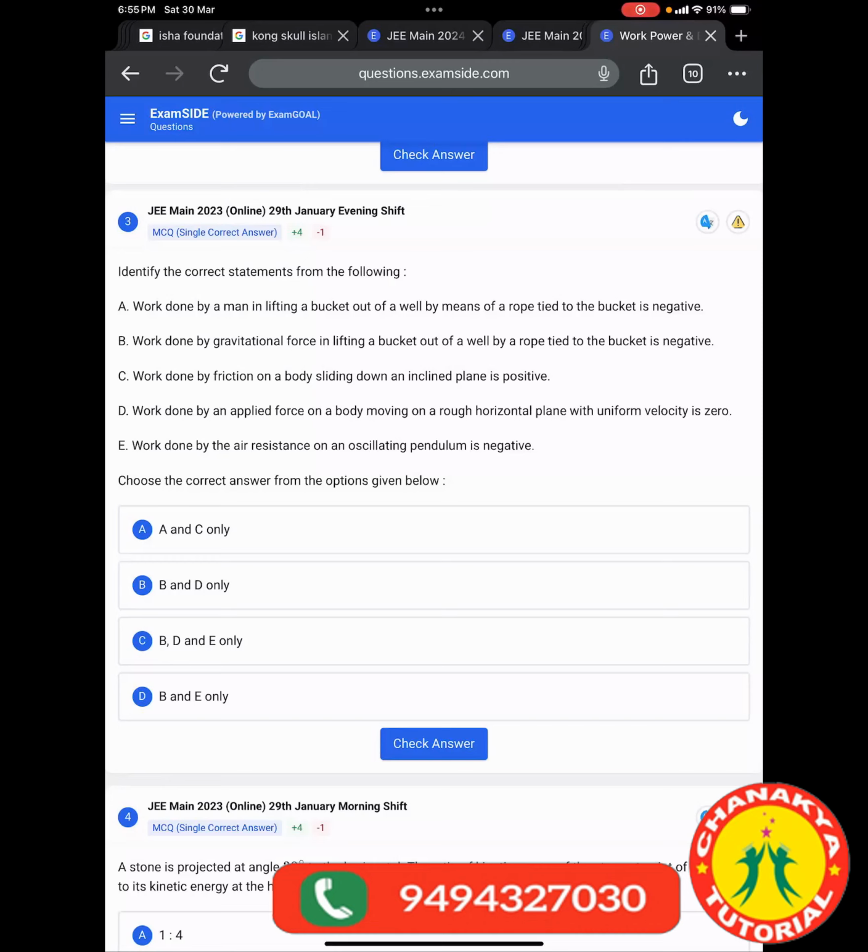D. Work done by an applied force on a body moving on a rough horizontal plane with uniform velocity is 0. See, they are saying work done by an applied force on a body moving on a rough horizontal plane with uniform velocity is 0. Uniform velocity means velocity is constant, right? Guys, what is the meaning of uniform velocity? Acceleration is equal to 0. Because the velocity is not changing with respect to time.